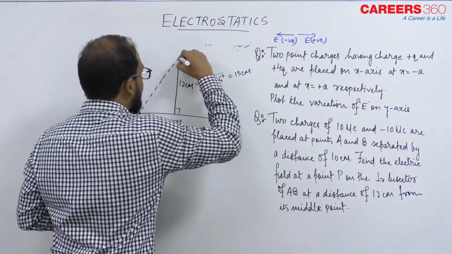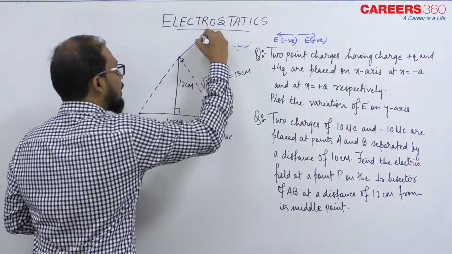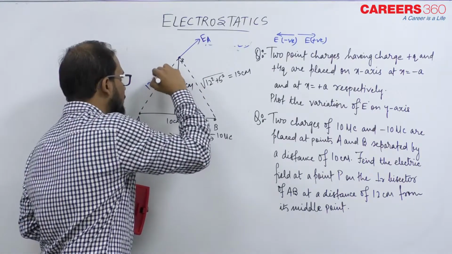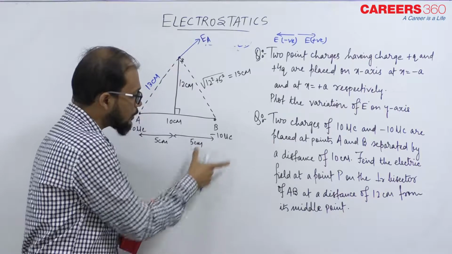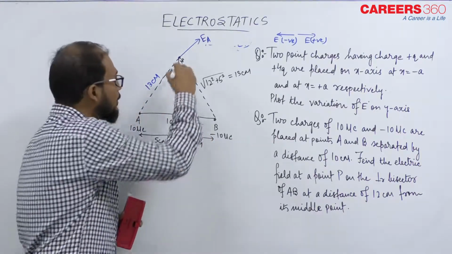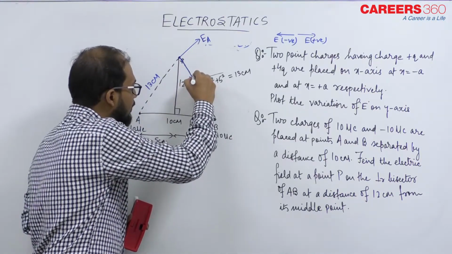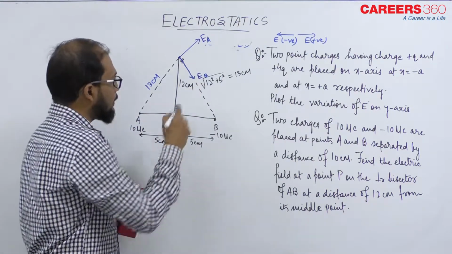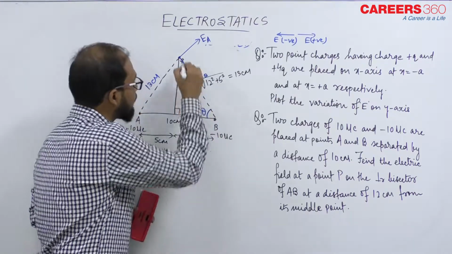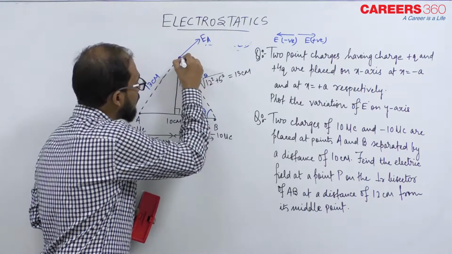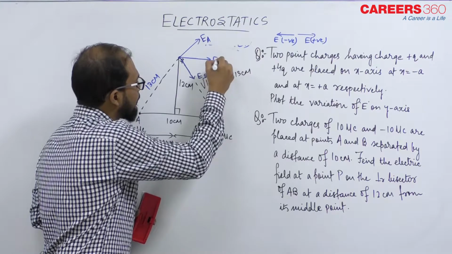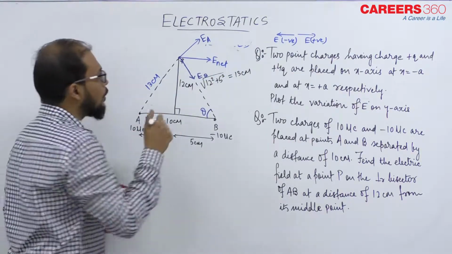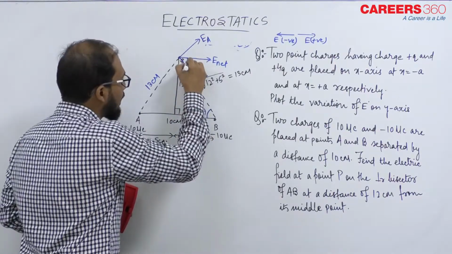Will be in this direction, electric field due to A. And this distance is also 13 centimeter. And this is a negative charge, so the electric field due to this negative charge will be towards the charge, that is in this direction, EB. Now, here this angle is theta, and the net electric field will be like this. Or we can say this angle is theta, so this angle will also be theta.